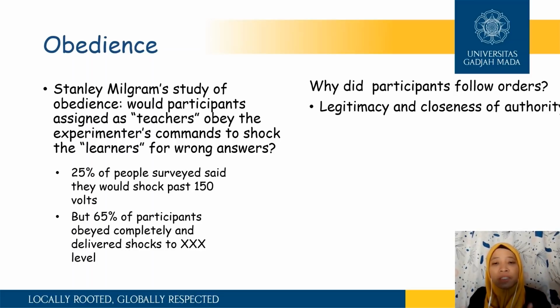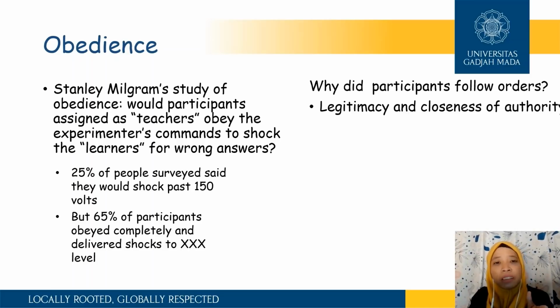The first reason would be legitimacy and closeness of authority. The more legitimate the authority of the person giving us commands, the more likely we would follow their orders. And then the closeness of the authority. If that person is giving orders in front of us, then we would be likely to follow their orders. But when they are far away, if they give us orders through the phone, for example, the possibility becomes lower.